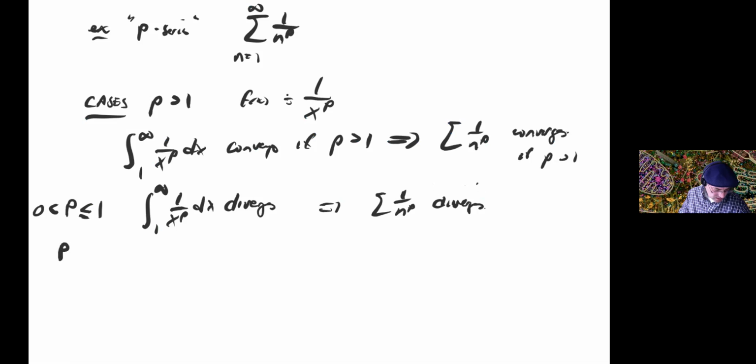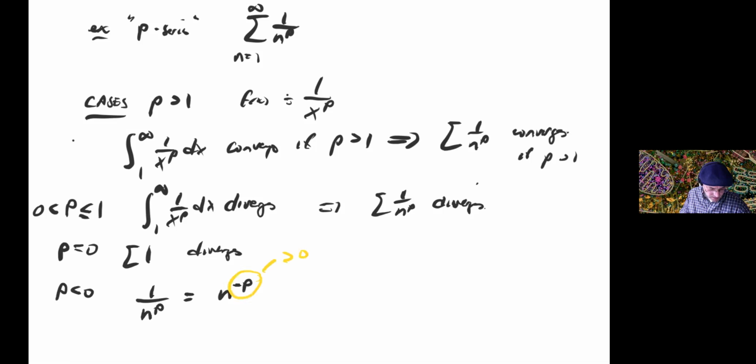Now what happens when p is equal to 0? Well, p equals 0 is the case summation 1 over and over and over, adding 1 together, and this diverges. And p less than 0, look what happens there. Well, 1 over n to the p can be rewritten as n to the minus p, and now n to the minus p is a number greater than 0. If you take the limit as n goes to infinity in that case, this does not go to 0, it goes to infinity. So the divergence test applies. So when p is less than 0, it diverges.